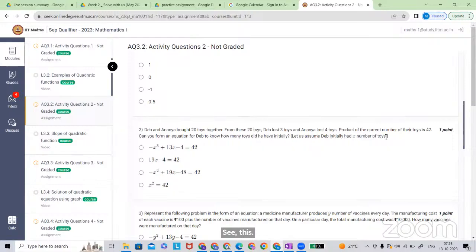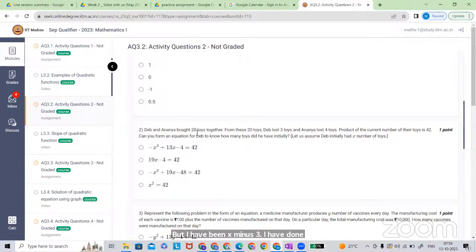The product of the current number of toys is 42. See, Dev and Ananya bought 20 toys. So how are you assuming that? X plus Y is equal to 20, or how are you assuming it to be 20? Sir, I have done X minus 3. I have made some mistake, I think.